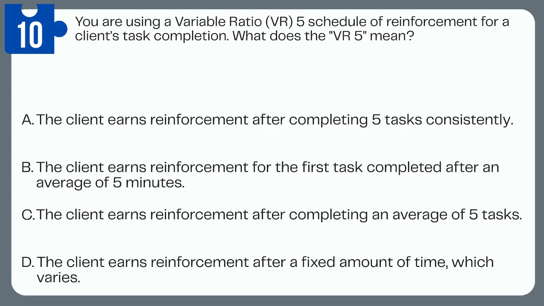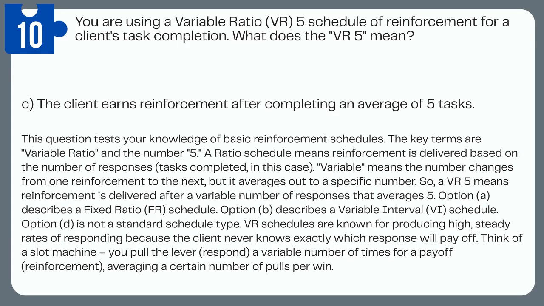A. The client earns reinforcement after completing 5 tasks consistently. B. The client earns reinforcement for the first task completed after an average of 5 minutes. C. The client earns reinforcement after completing an average of 5 tasks. D. The client earns reinforcement after a fixed amount of time, which varies. Answer: C. The client earns reinforcement after completing an average of 5 tasks.